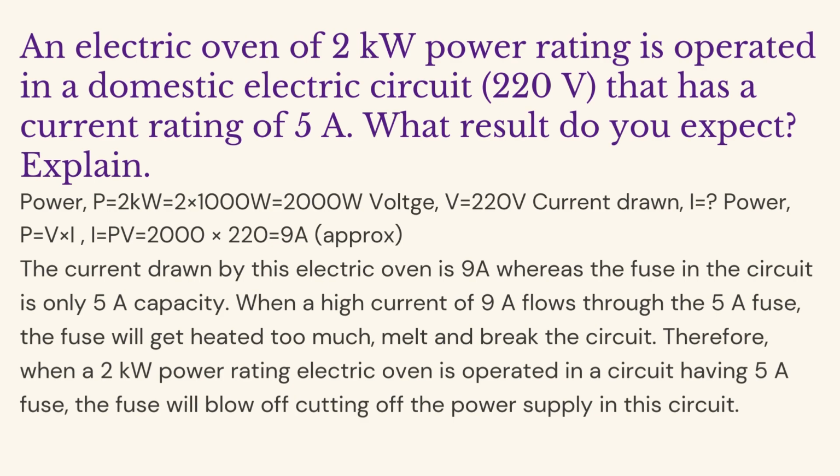1. An electric oven of 2 kW power rating is operated in a domestic electric circuit, 220 volt, that has a current rating of 5 ampere. What result do you expect? Explain. Power P equals V times I. I equals P/V equals 2000/220 equals 9 ampere.